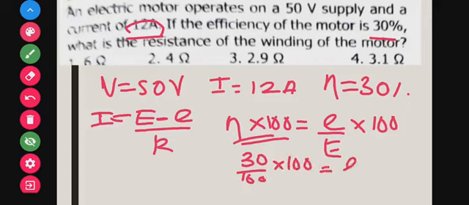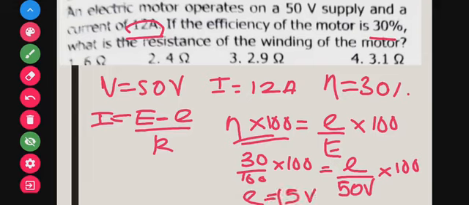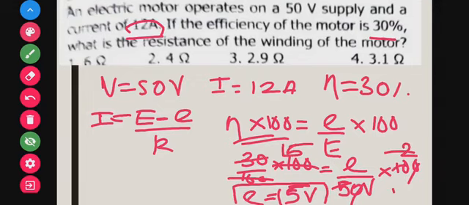So e divided by E, which is what they have given you, that is 50 volt, into 100. From this you can find the value of e. The e value is 15 volt. You will get 15 volt. The e value will be 15 volt, because this 100 gets cancelled, and the 0 gets cancelled. 5 ones are 5, 5 threes are 15. So your e value will be 15 volt.